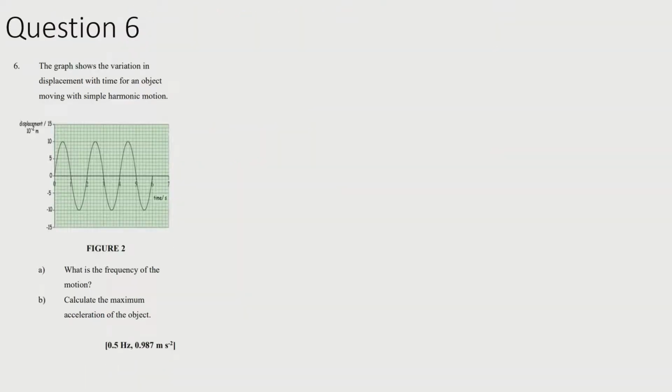Question 6. The graph shows the variation in displacement with time for an object moving with simple harmonic motion. So you have a displacement-time graph. Okay, let's look at the first question. What is the frequency of the motion? Okay, we can find the frequency by looking for the period. So from the graph we know 1 cycle, so our period here is 2 seconds. And we can find the frequency by using this formula, 1 over period. So 1 over 2 equals 0.5 Hertz.